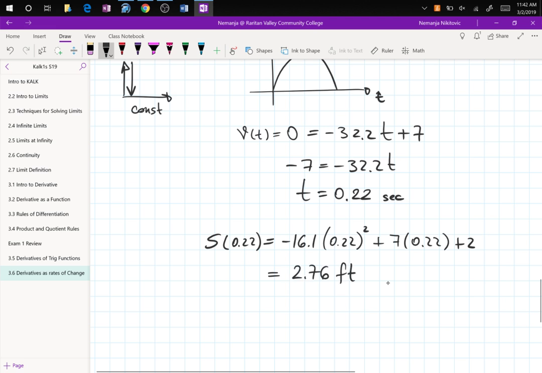feet. So that would be the max height, because the velocity was 0 at this time, 0.22, and when it reached that time, it reached the maximum height, and then after that, right.